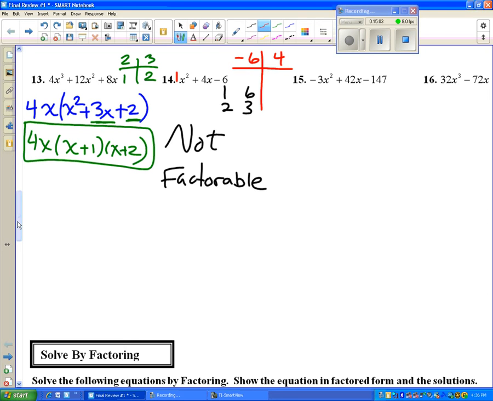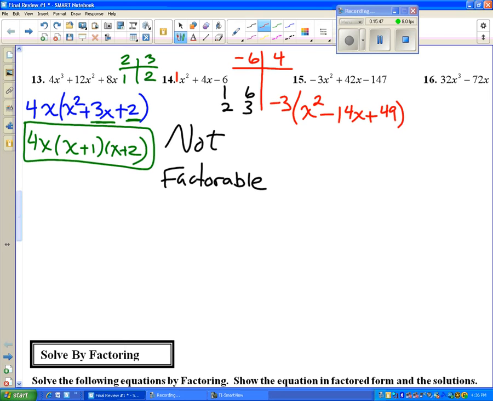Number 15. Again, is there a greatest common factor of negative 3x squared plus 42x minus 147? The answer is 3. But remember, I like my a to be the number 1, so I like it to be a positive number. So I'm going to factor out a negative 3. I factor out a negative 3, I get x squared. 42x divided by a negative 3 is going to be negative 14x. Negative 147, factor out a negative 3 is going to be positive 49.